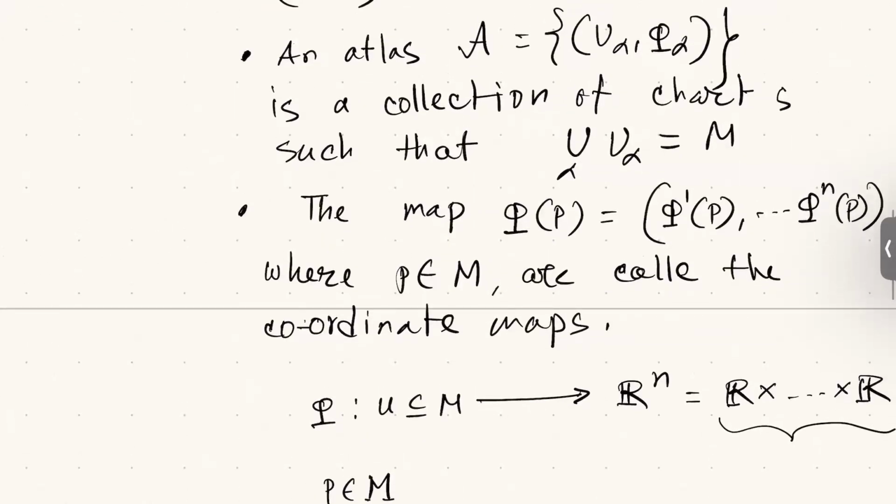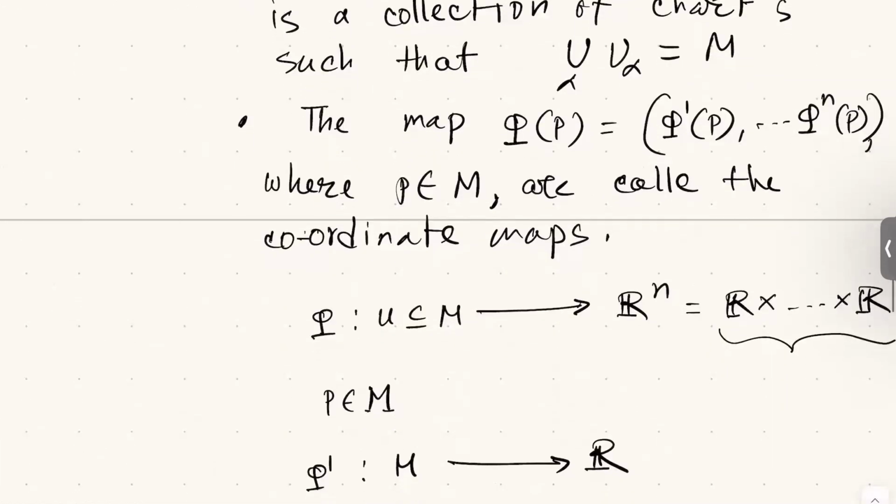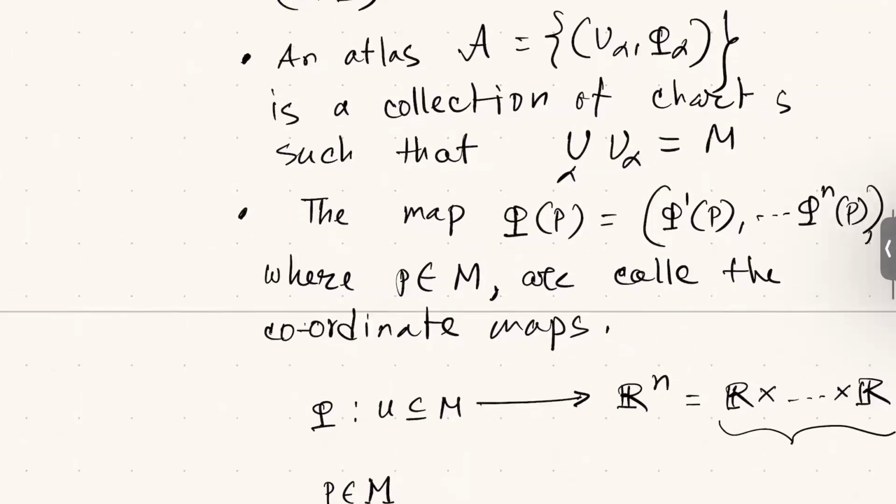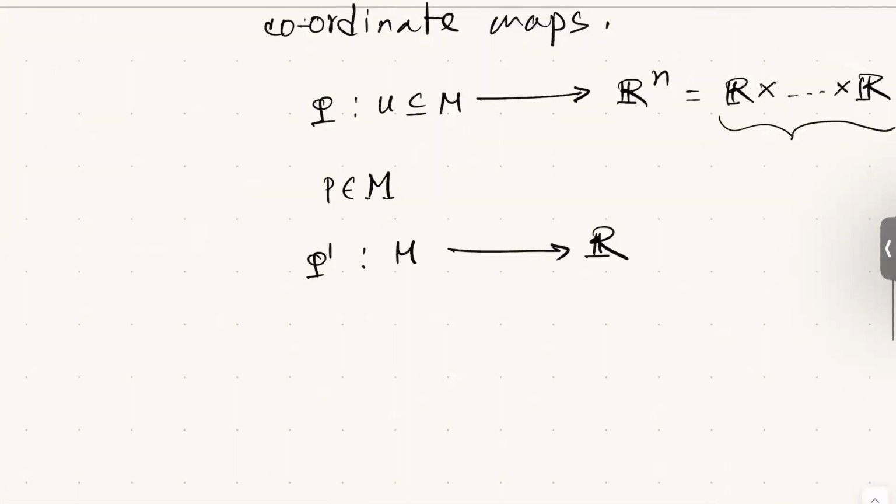The map phi of p, where p belongs to M, are called the coordinate maps. So basically, a bit more specific if I write something like this. If I consider the atlas of this Earth, it will be something like a collection of pages, and I know different pages have different maps for different places.